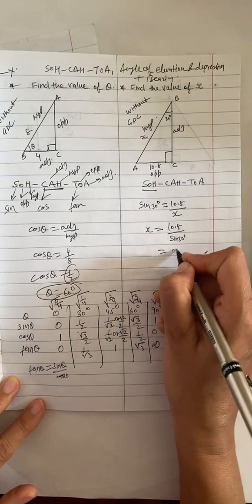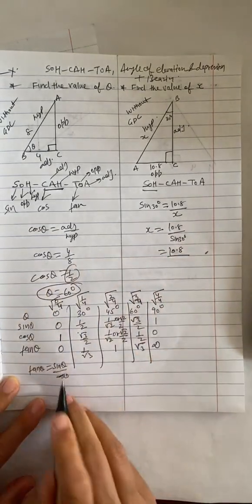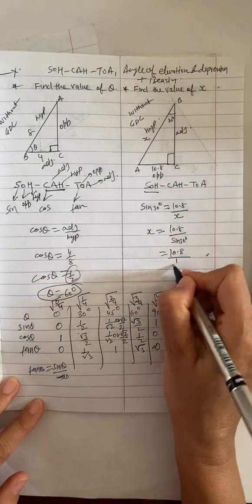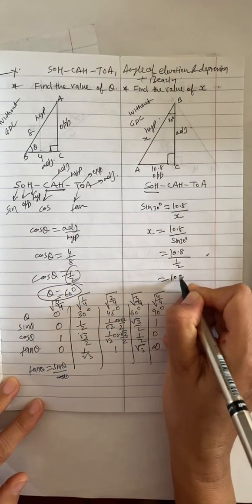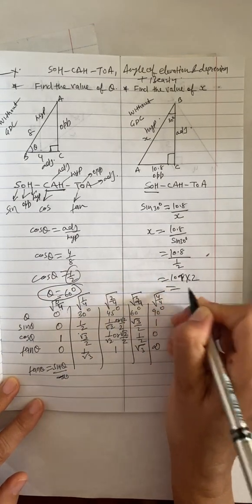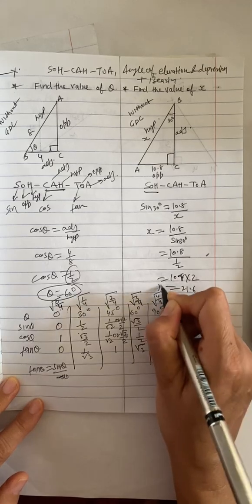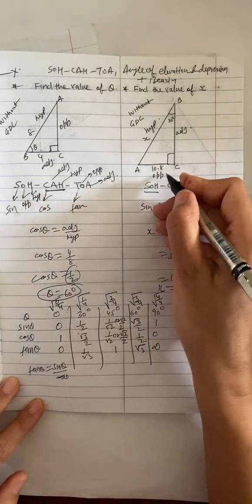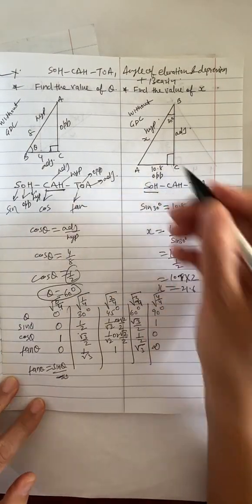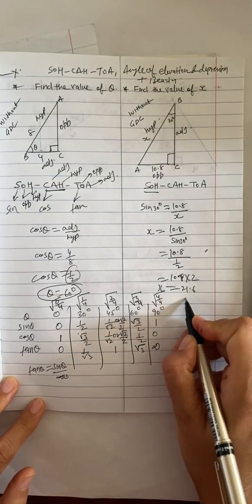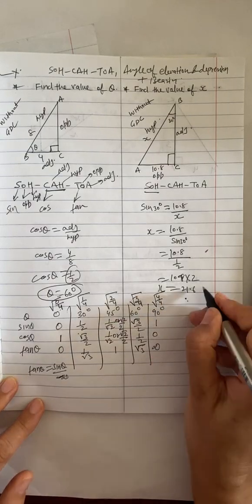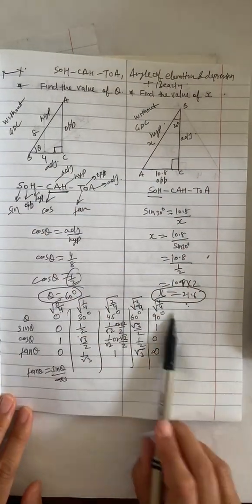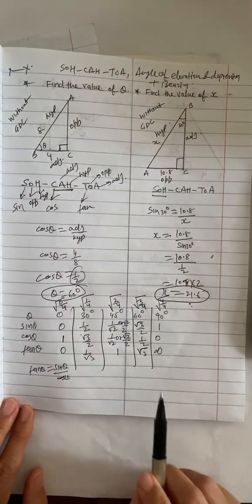Now we know 10.8, we know sine 30 degrees. From here you can see it is half, which means this is 10.8 multiplied by 2, which is going to be 21.6, whatever is the unit given here. So if it's centimeters, this will become 21.6 centimeters. And again, these questions were without a calculator because they do expect you to know these values, as I already mentioned.